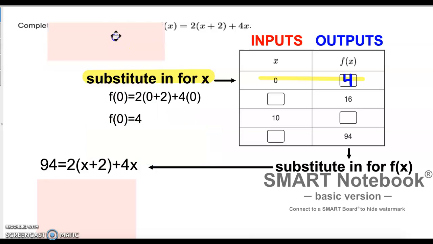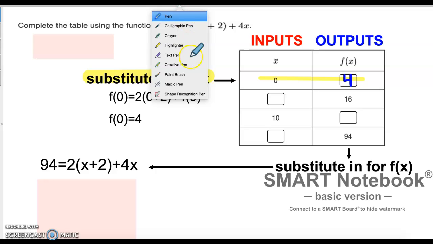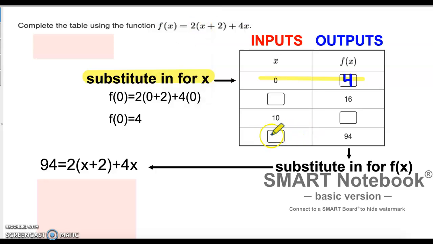All right, now we're going to look at what we do if they give us an output. So we're going to go down here to the bottom row of the table, the very last row here, where we do not know the input, but we know that the output is 94. So when they give us the output, we need to substitute that output in our function for f of x. Because remember, f of x represents the output. So in this case, we're going to take that 94 because that's the output, and we're going to substitute it in for f of x. So we're going to get 94 equals 2 times the quantity x plus 2 plus 4x.